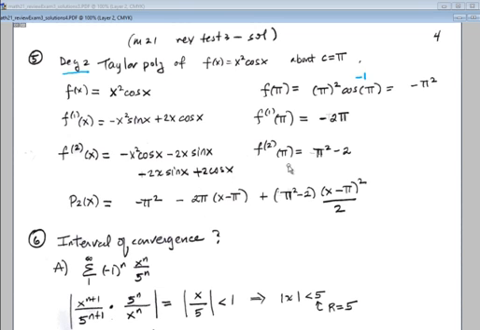Okay, now we're just substituting in pi. So here we have a cosine, again, of pi is minus 1. So we have minus pi squared times the minus 1, so that's pi squared. This is 0, this is 0. And now substitute in pi here, we have minus 1, so we have minus 2.